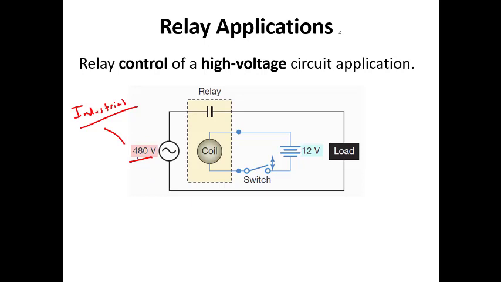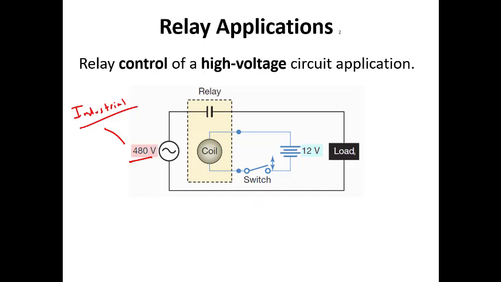We don't do very much with 480 in our classes because we're worried about students getting electrocuted. In factories, the reason why they go with 480 volts is because you can get the same amount of power with smaller wires. And so that's kind of the standard voltage inside factories.